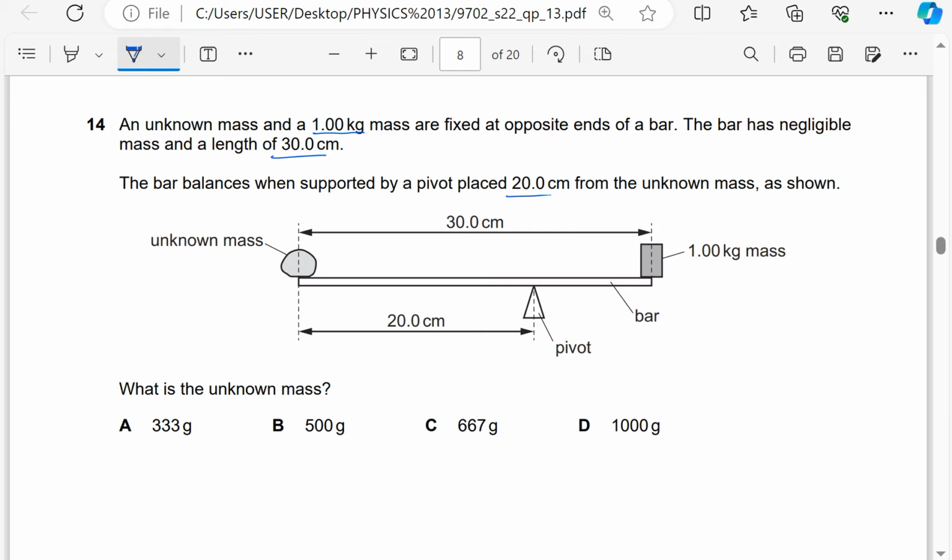Okay, so this is going to cause an anti-clockwise moment. Let the unknown mass be m. If I just use masses, m times the perpendicular distance, which is 20, should be equal to 1 times the perpendicular distance, which is 30 minus 20, which is 10. So that is times 10. So m is going to be equal to 10 divided by 20, which is 0.5 kilograms, which is the same as 500 grams, which makes the answer C.